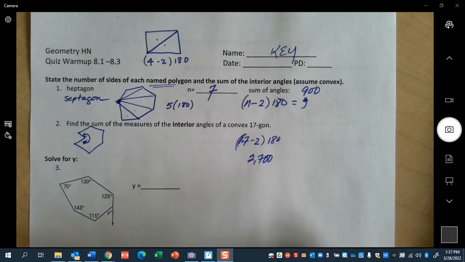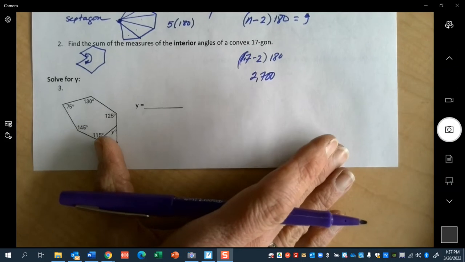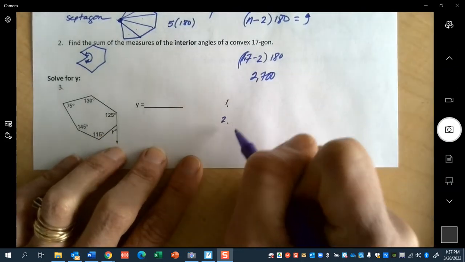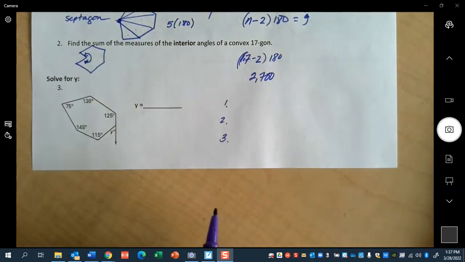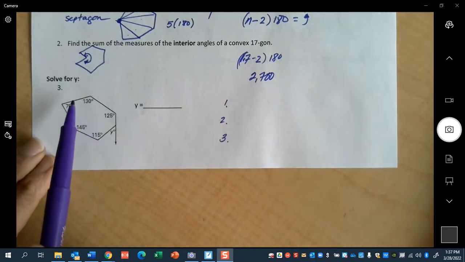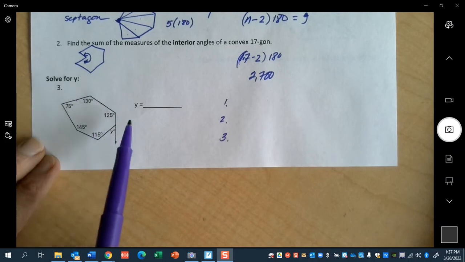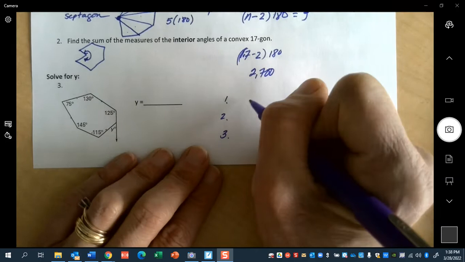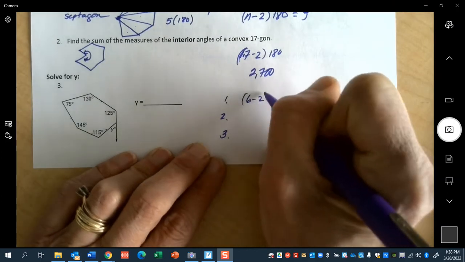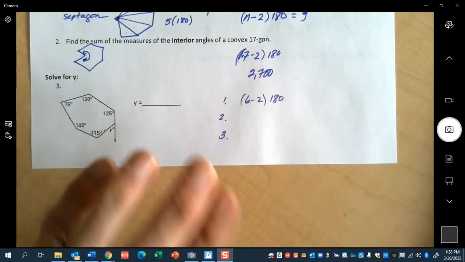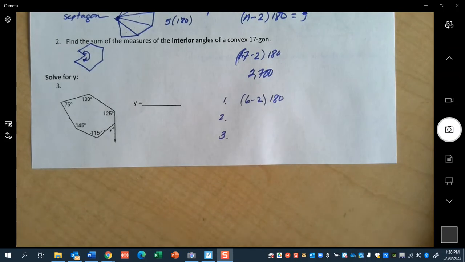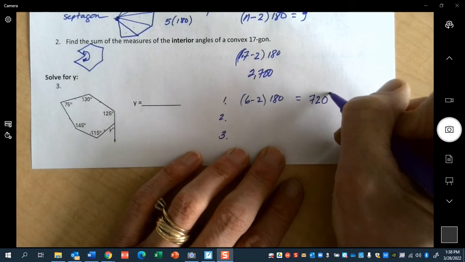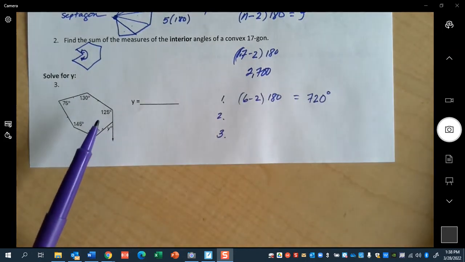All right, so let's talk about 3. There are 3 steps to this problem, and I want to make sure that you can work your way through all of them. The first thing I need to do is count my number of sides: 2, 3, 4, 5, 6. Once I have 6 minus 2 times 180, and I do 4 times 180, I know I'm dealing with a total of 720 degrees that are inside of that shape.